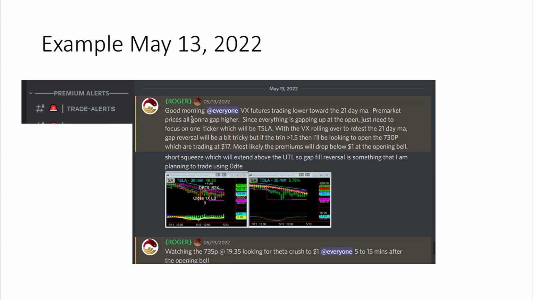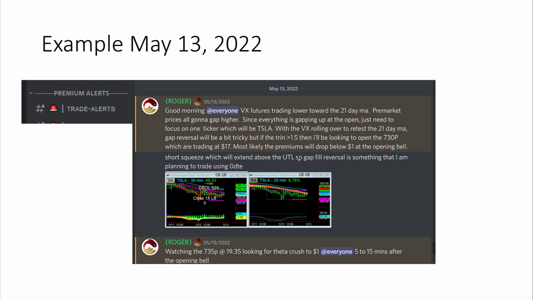On the 13th, okay, so basically the same thing happened. Again, before the market opens, I talked about the VIX futures, and it was trading lower toward the 21-day moving average, and I think everything was gapping up that day. So pre-market prices are all gapping higher. Okay, so it didn't really matter which trade you took. You're going to get to see some volatility come in to try to attempt to fill that gap.